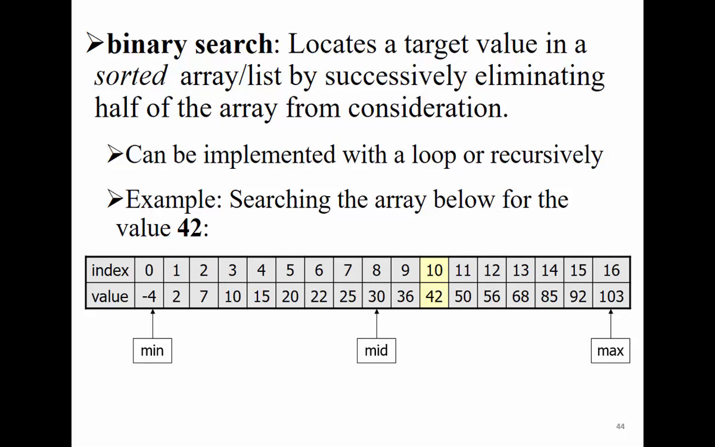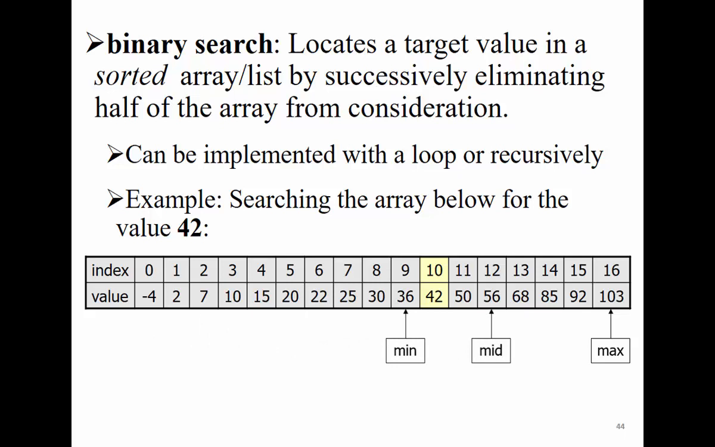Now you check if the target that you're looking for, 42, is less than the value at index 8 or greater than the value at index 8. If it's greater than, then you're going to remove all the previous from the minimum to the median, all this half. If it's less than, then you're going to remove the upper part. So the value 42 is greater than the middle, greater than 30.